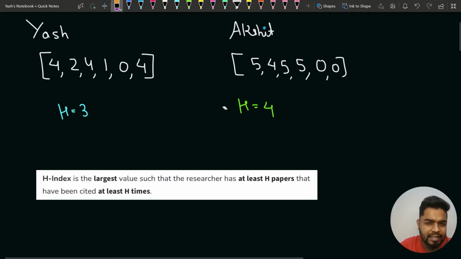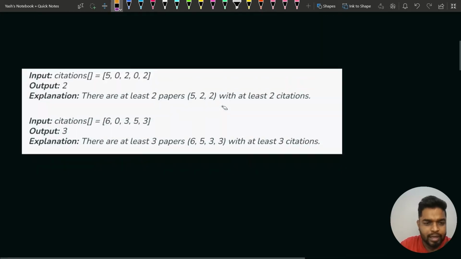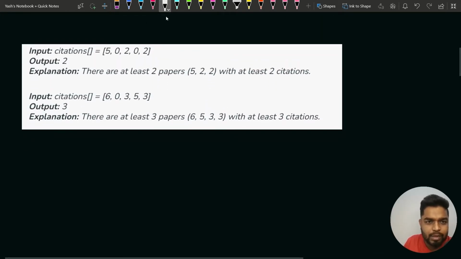Now, how do I find the H index here? There are multiple ways of finding it, but one of the very basic brute force approaches would be to sort the array. So let's discuss the approach here. Let's see the input here as well. Let's discuss a couple more inputs so that we can apply brute force to them as well.